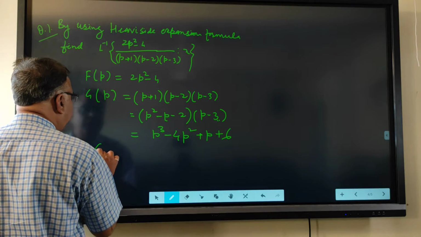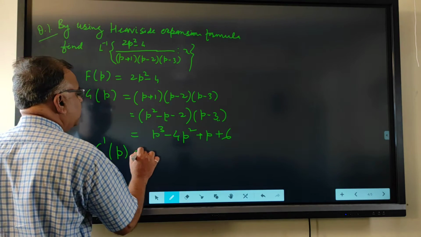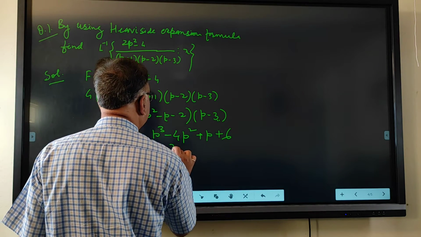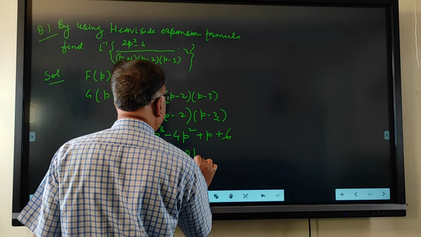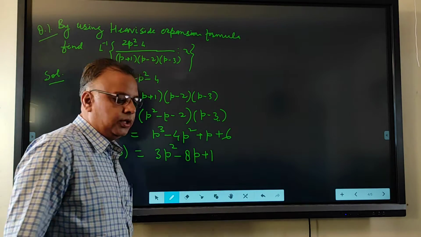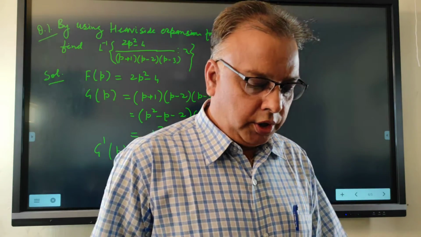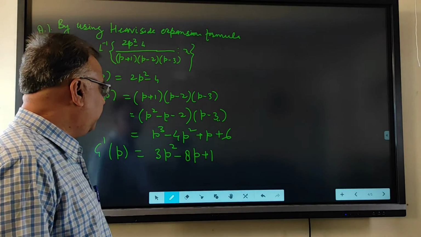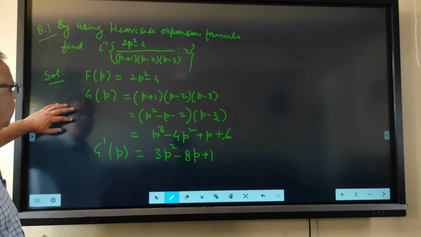Now if you find G'(p), then G'(p) is equal to 3p² − 8p + 1.